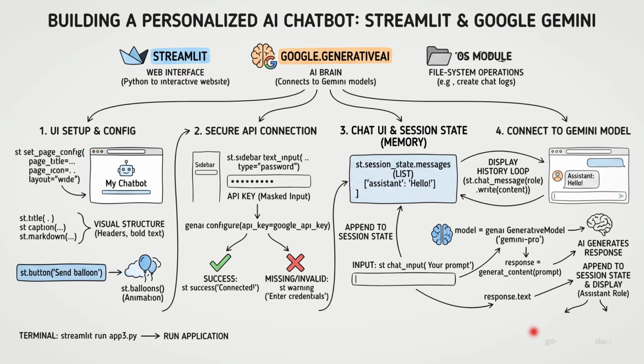You could easily swap this out for other models like OpenAI's GPT-4 for conversational tasks or Anthropic's Claude 2 if you need strict instruction following. The ultimate takeaway here is that Streamlit handles the interactive interface and state memory, while the generative AI handles the complex reasoning, seamlessly working together to build a functional app.